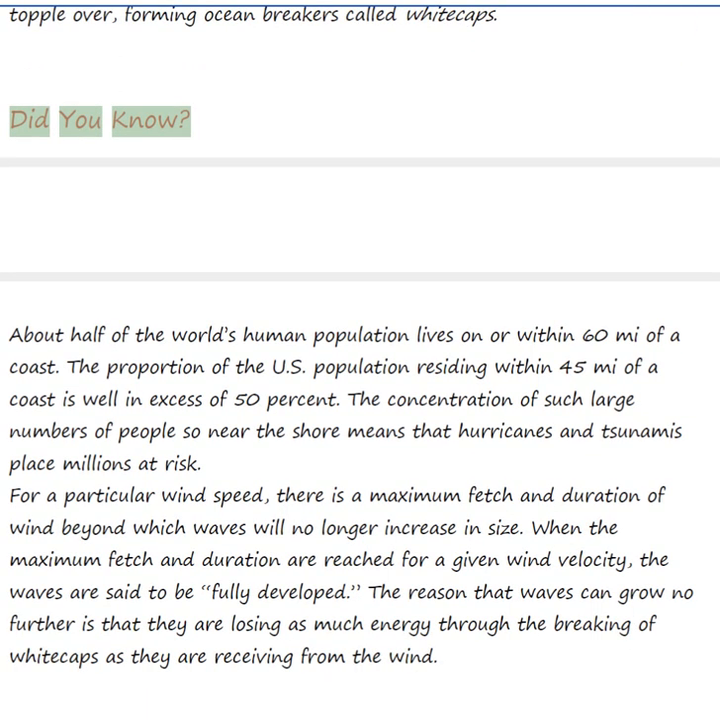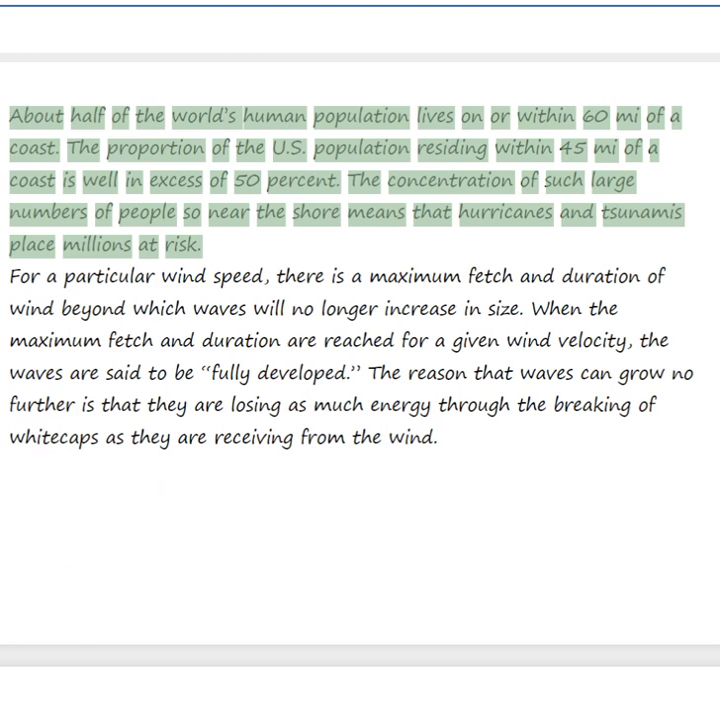Did you know? About half of the world's human population lives on or within 60 miles of a coast. The proportion of the U.S. population residing within 45 miles of a coast is well in excess of 50%. The concentration of such large numbers of people so near the shore means that hurricanes and tsunamis place millions at risk.